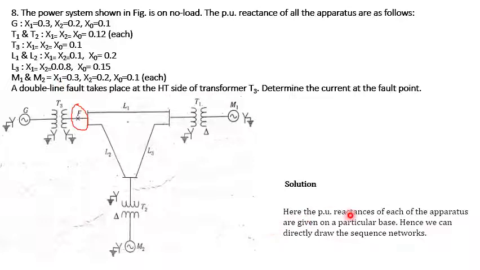Here the per unit reactances of each element are given on a particular base, hence we can directly draw the sequence network. So for the generator, transformer, transmission line and everything given here, and for the source EMF of the generator and motors 1 and 2, these are the positive sequence values. Here there is a fault at this point F, and this portion is connected in delta.